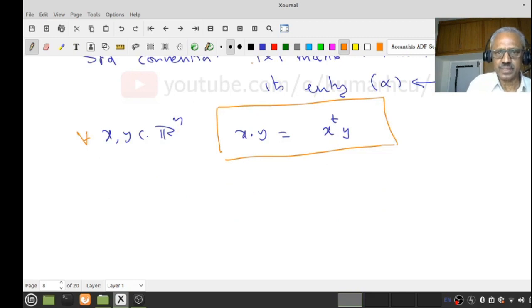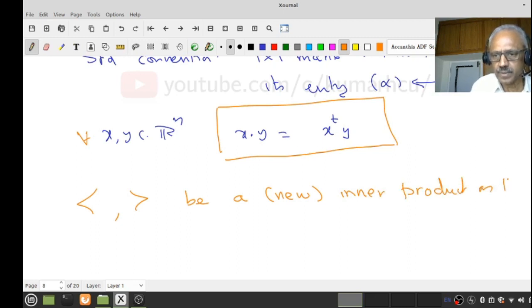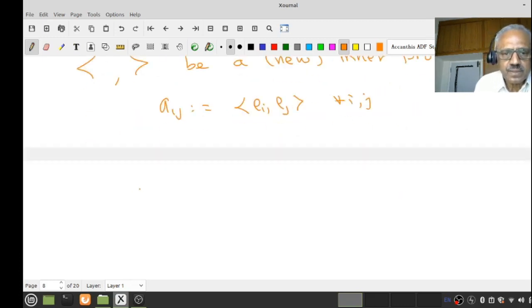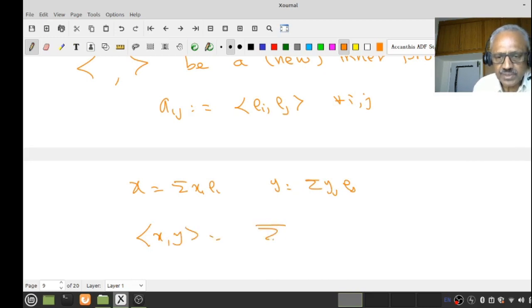Okay, right. Now comes the next step. Let this be an inner product, a possibly new inner product on Rn. From what we already know, if I put aij equal to the inner product of ei with ej for all i, j, and if x is the summation of xi ei and y is the summation of yj ej, then what do I know? I know that the inner product of x and y is the summation of aij xi yj, i, j running from 1 to n. We all know this.